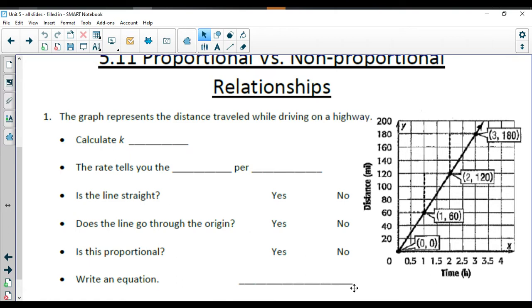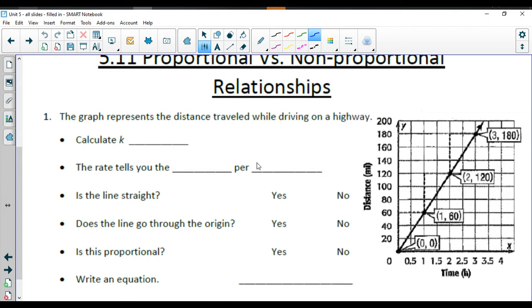In order for a relationship to show up on a graph as a proportional relationship, it would have to have a straight line and it would have to go through the origin. The other thing is that all those points would actually have the same k value. So we're going to start off with the first graph here, and our first question is to go ahead and actually calculate k.